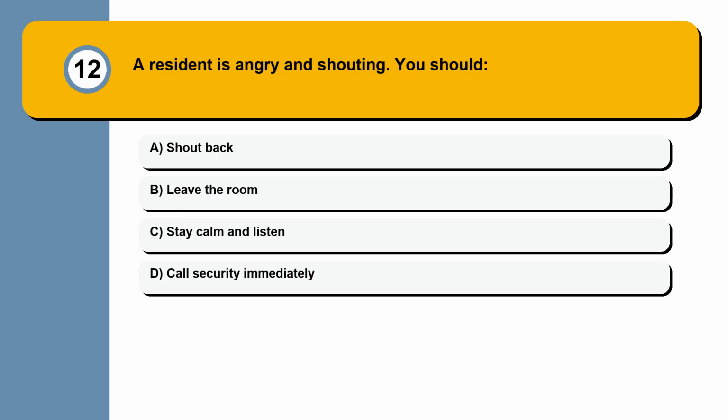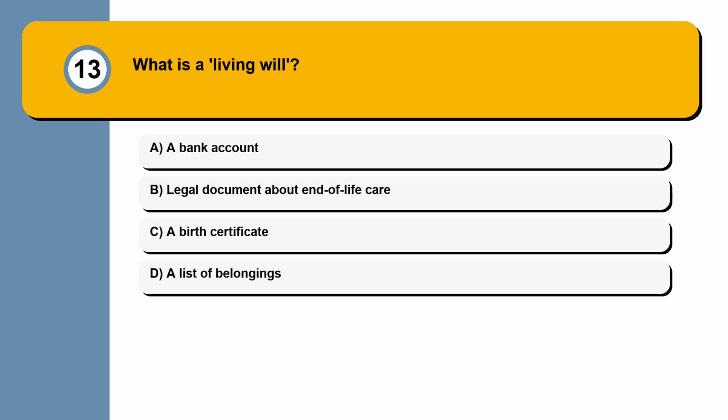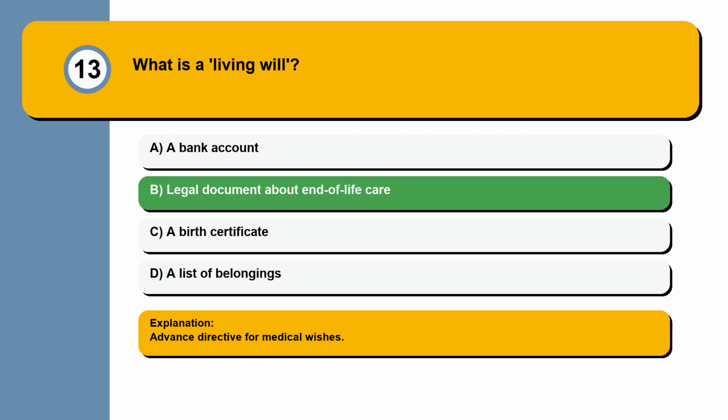Question 12. A resident is angry and shouting. You should shout back. Leave the room. Stay calm and listen. Call security immediately. Therapeutic communication involves staying calm. Question 13. What is a living will? A bank account. Legal document about end-of-life care. A birth certificate. A list of belongings. Advance directive for medical wishes.